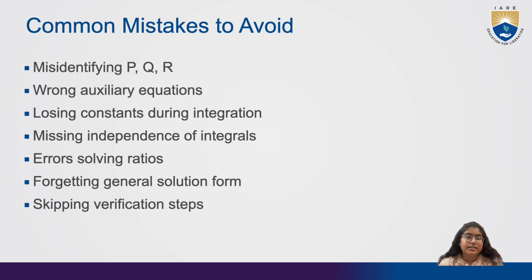When solving Lagrange's linear equations, some common mistakes include misidentifying capital P, capital Q, and capital R, or making errors in setting up and solving the auxiliary equations. Always remember that the two integrals must be independent, and the final general solution must be checked thoroughly and carefully. Mainly, remember to thoroughly check each step of the problem to ensure that there are no losses of constants during integration, errors while solving ratios, or forgetting the general solution forms.